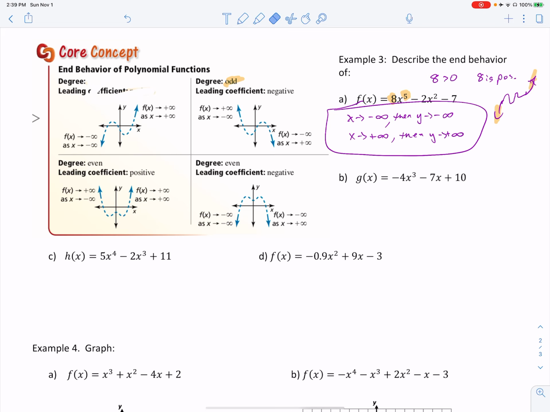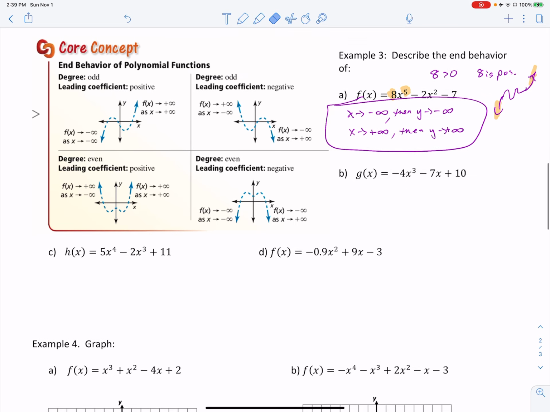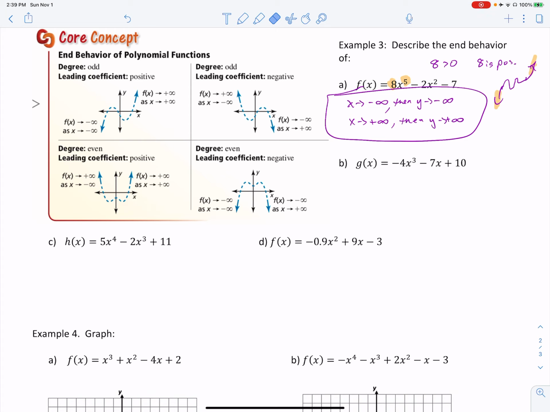All right, so then if we go to the next problem, part B, we will see that it is of odd degree, so it's one of these top two. But the leading coefficient, -4, is negative. And when it is of odd degree and the leading coefficient is negative, it's going to look like this in terms of end behavior.